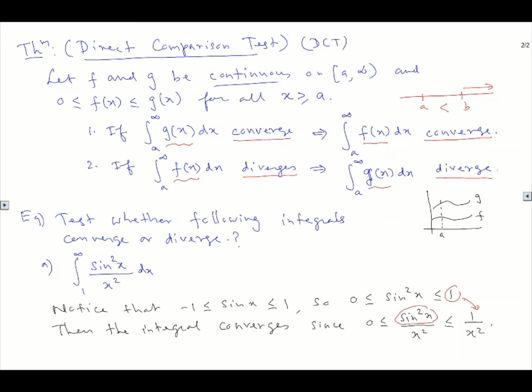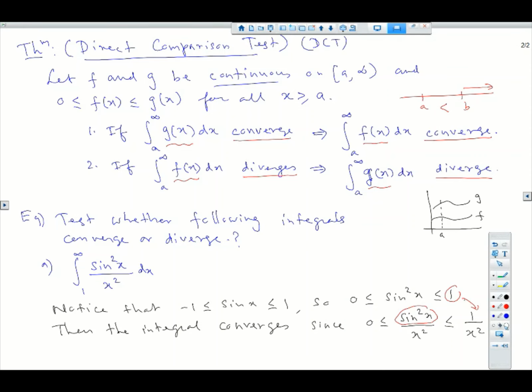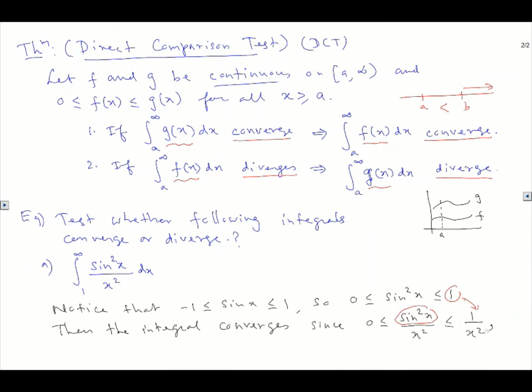When you have 1 over x squared, this is a p integral. We know that the p integral converges if p is greater than 1, and here p equals 2. So that means this has to converge. The corresponding larger integral converges, so the smaller one has to converge. Let's finish the argument. We actually need to say on what interval this happens. This happens on 1 to infinity. That's where we're interested.